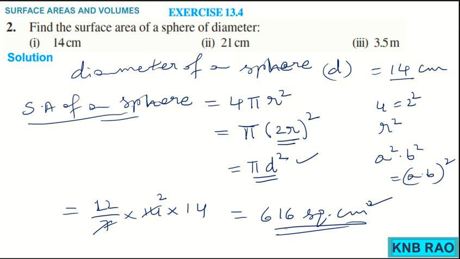Okay, this is another formula which you can use for the surface area of a sphere when diameter is given. This is another method. Some books do write like this. Okay, now with this I will wind up the question number 2. Here I have solved one of them. There are 3 sub questions. When diameter is 21, when diameter is 3.5 meter, you can do it on your own.